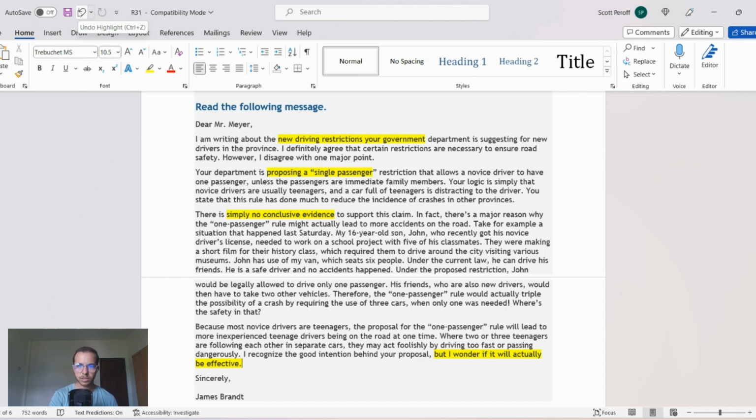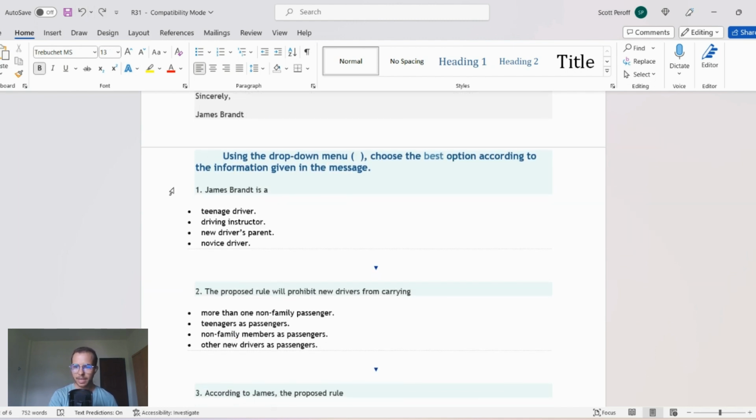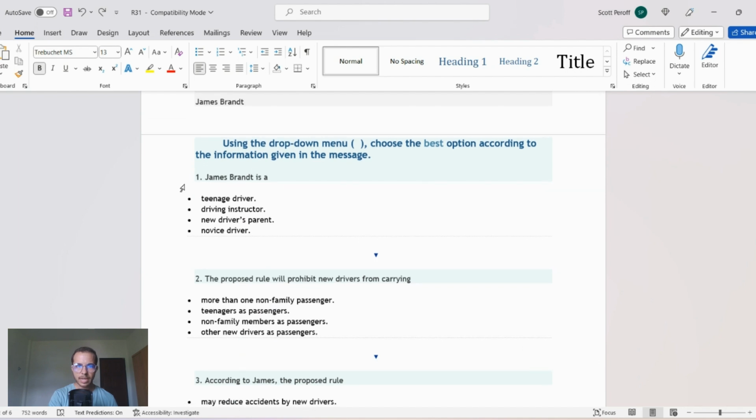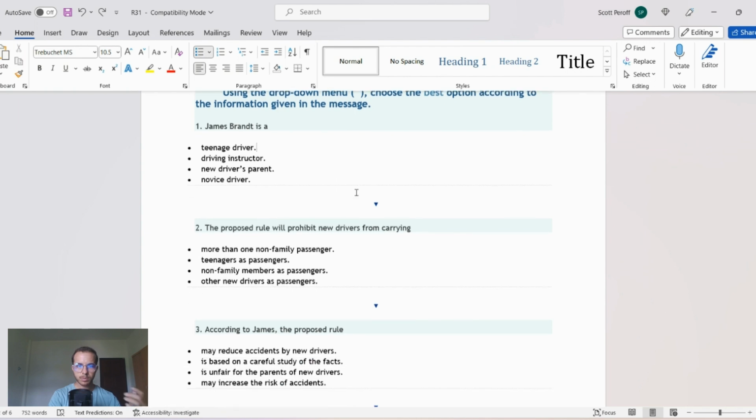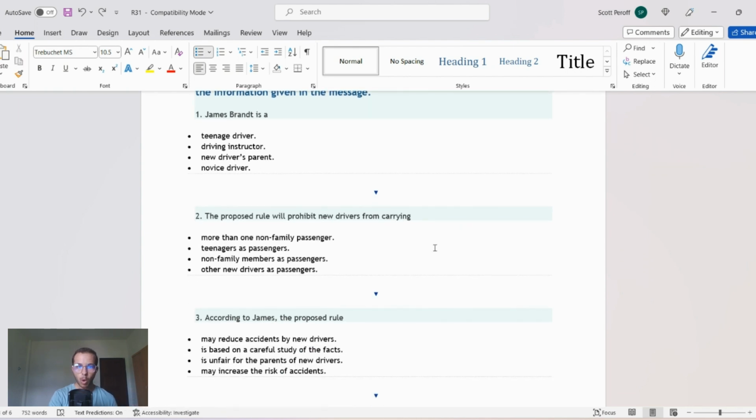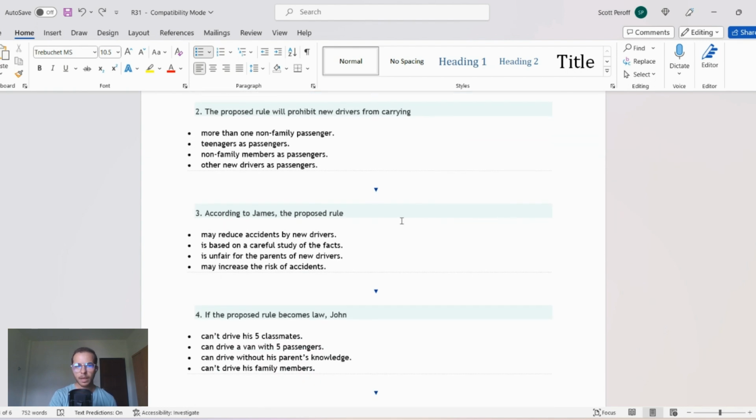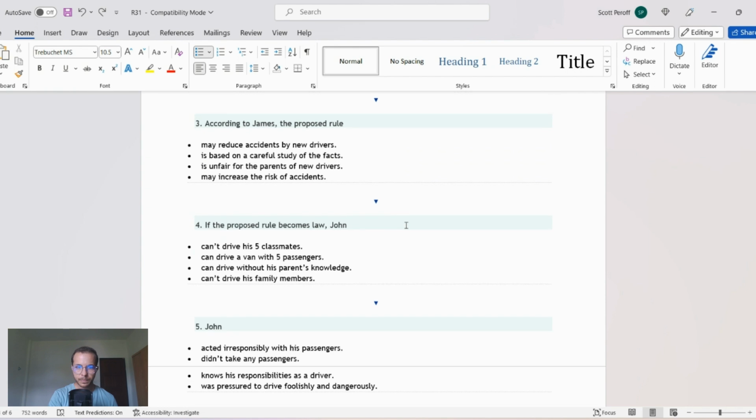Let's go to the questions. This is the first set of questions. We're looking at James Brandon. Who is he? Okay, who is James Brandon? The proposed rule will prohibit new drivers from carrying. Okay, so what is the new rule about? According to James, the rule proposes. Okay, what is James' take on the rule?